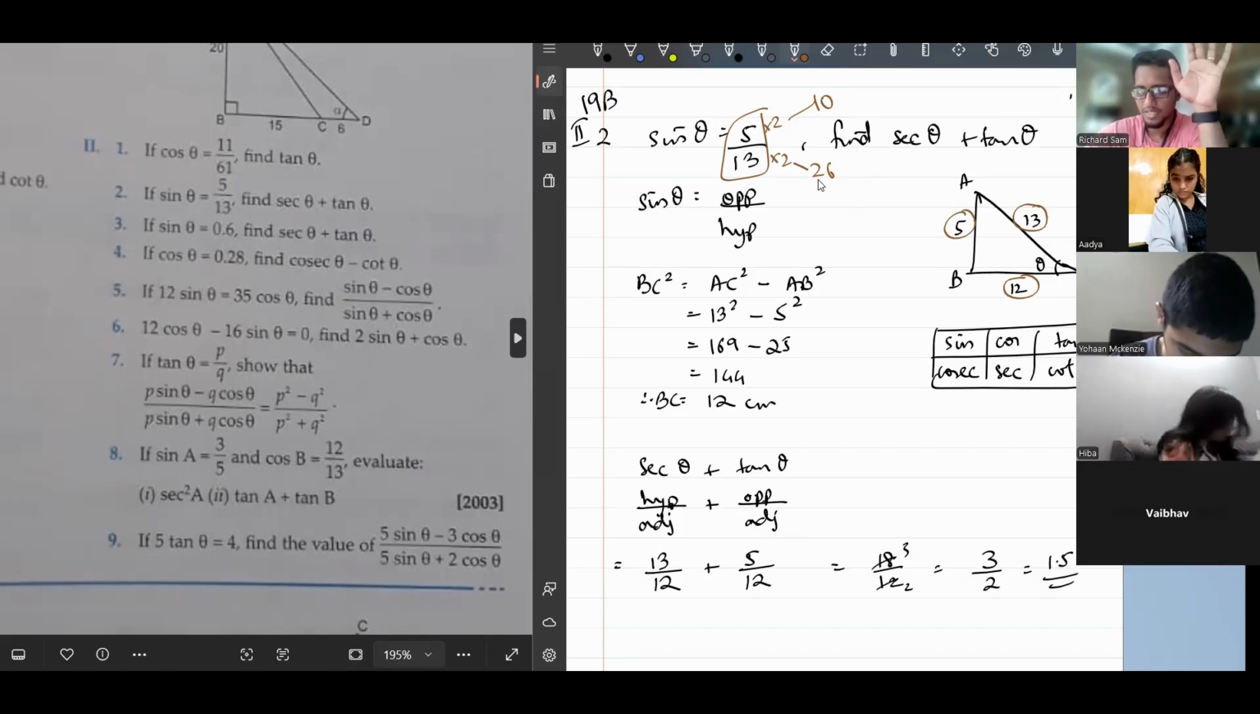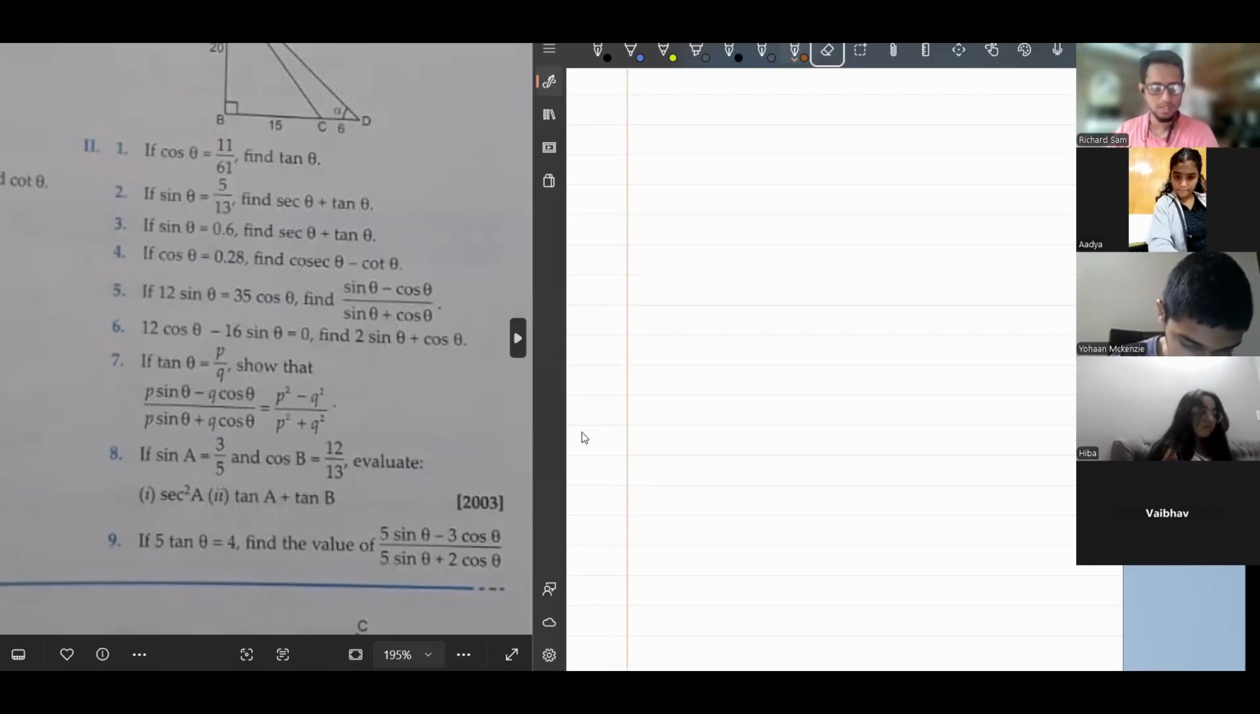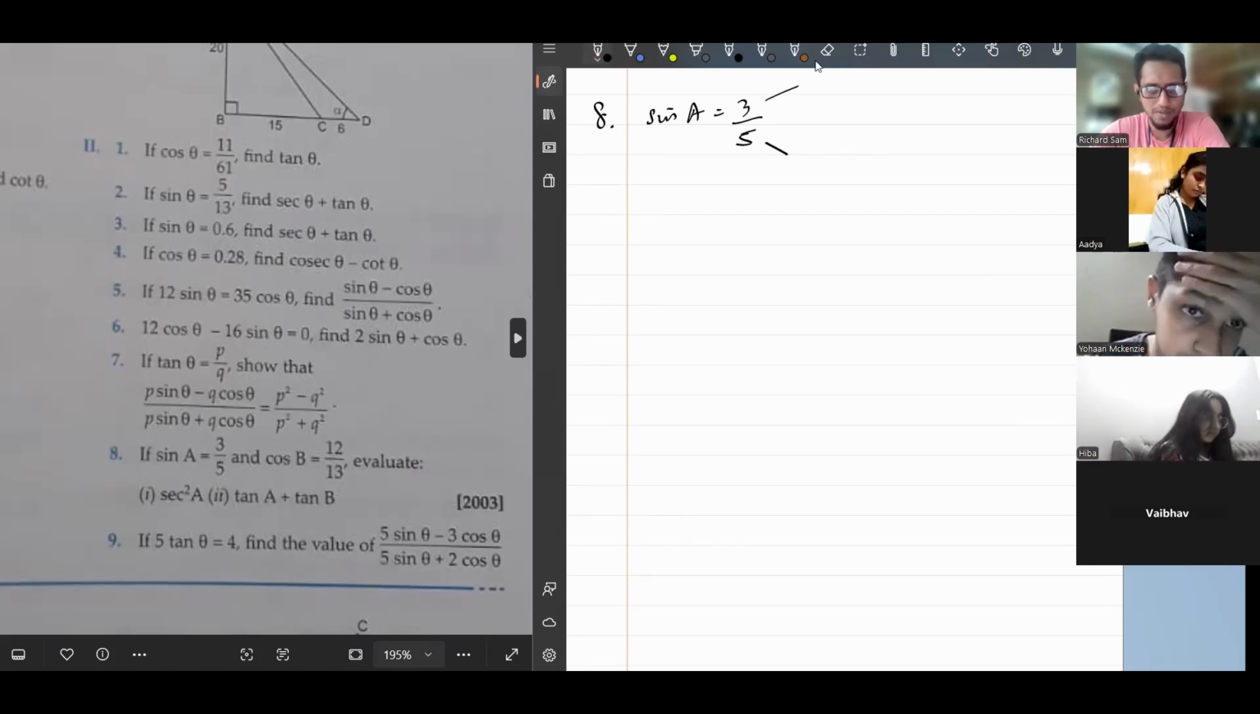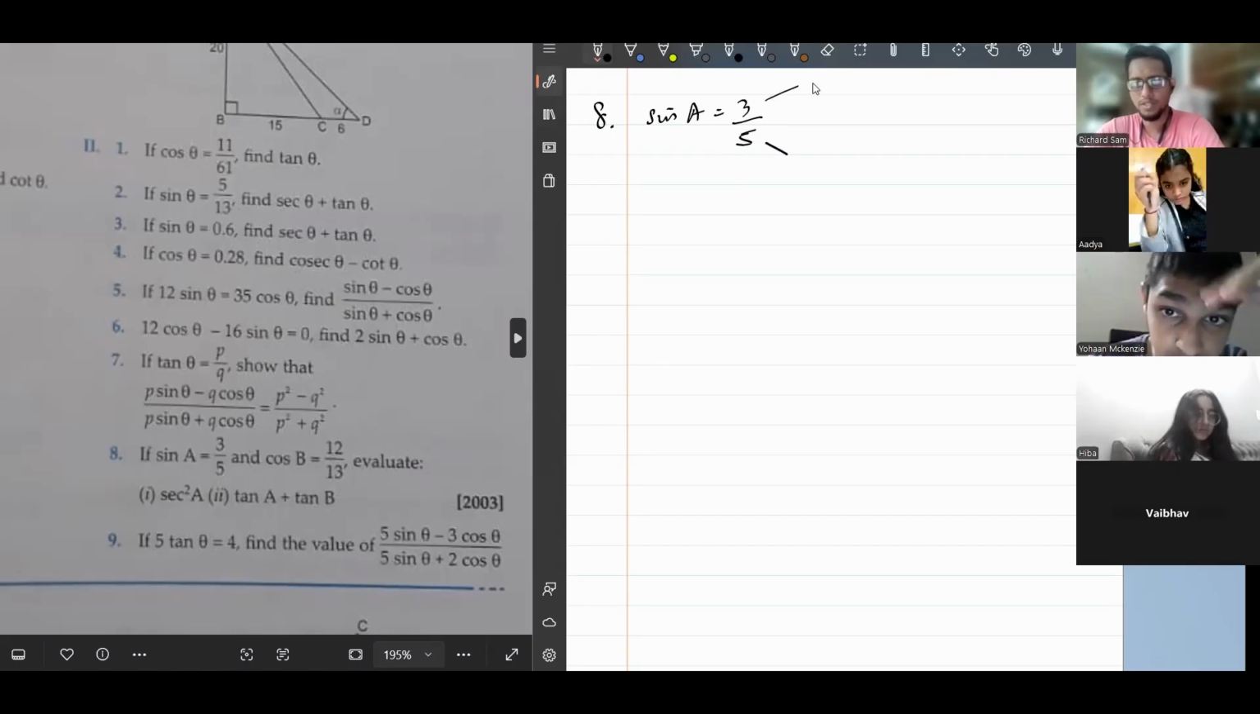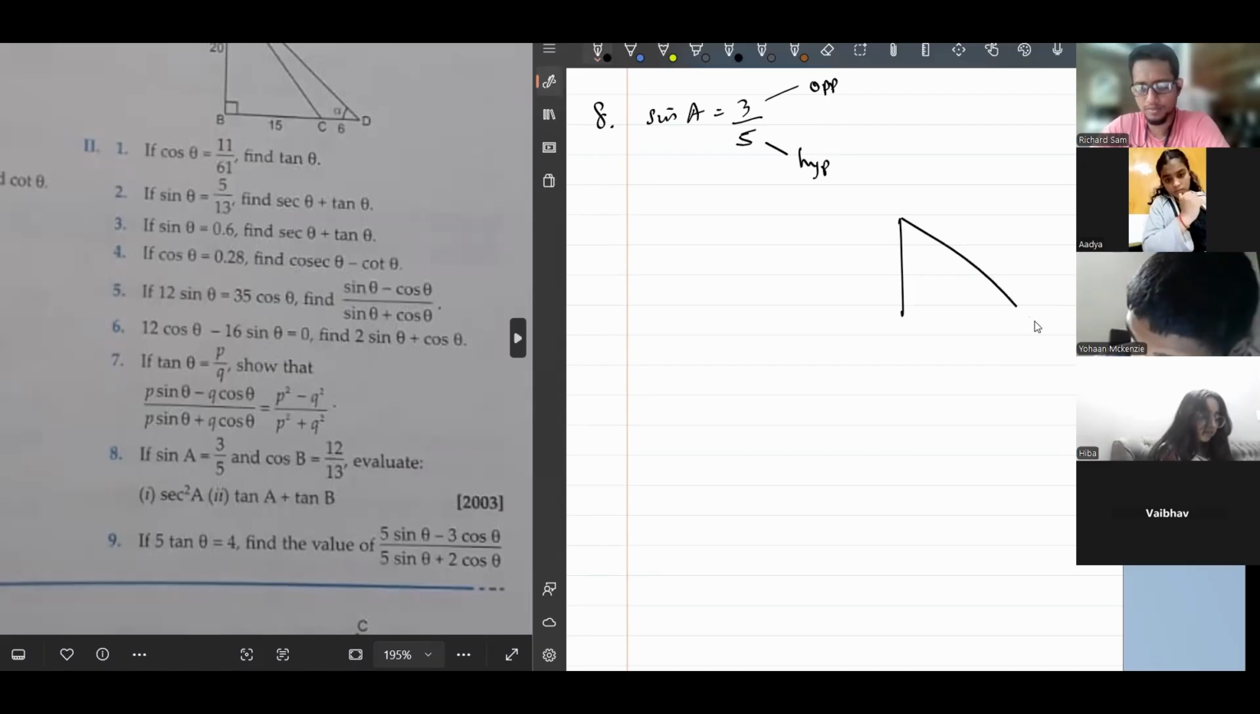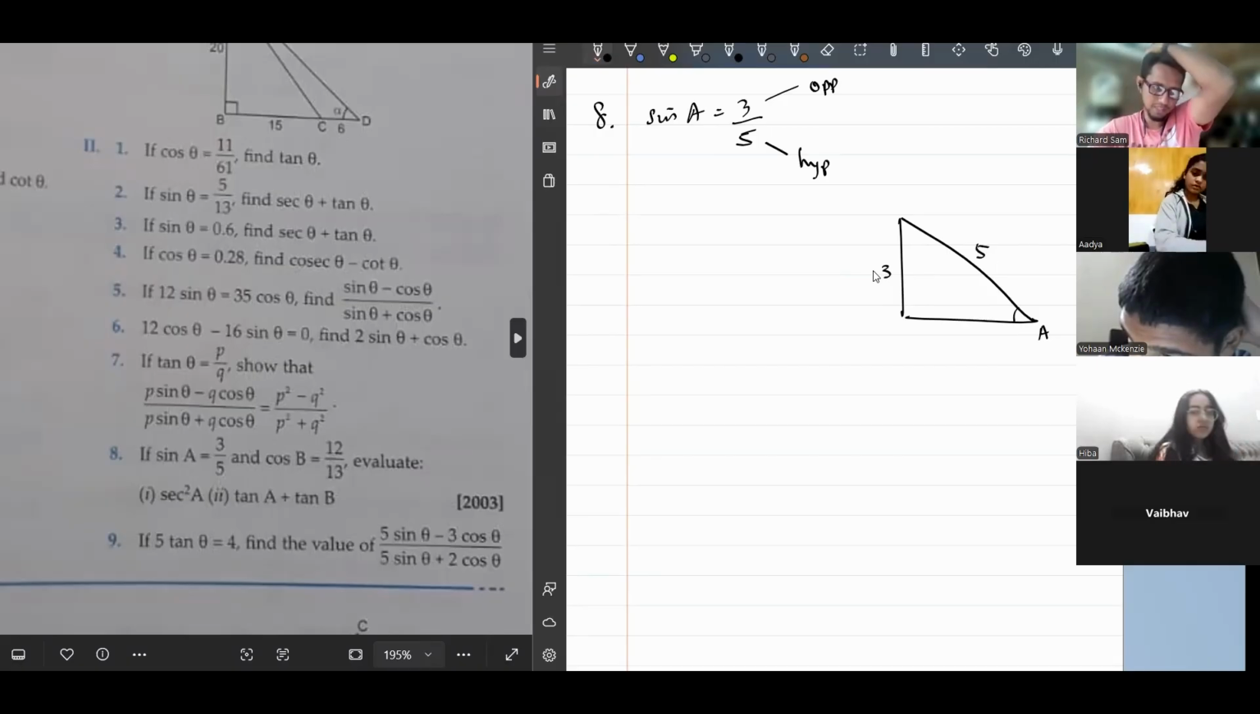Is that clear, everyone? These numbers are just ratios to each other. Okay, question 8. Sine A is 3 upon 5. What does it mean? What is 3 and what is the 5? Opposite upon hypotenuse. So in your triangle, if this is A, the opposite is 3 parts and the hypotenuse is 5 parts.